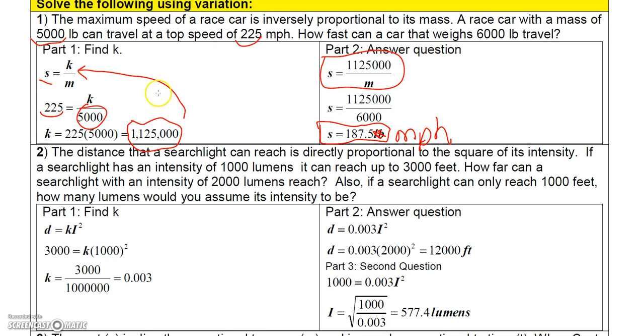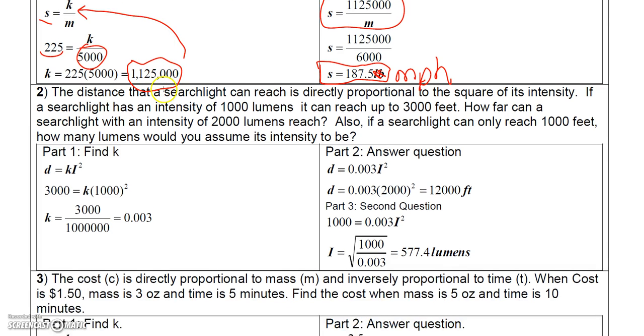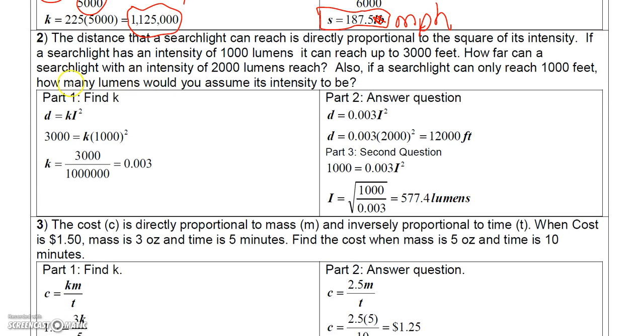Okay? All right. So that's how you solve these. Let's look at another one. Here it says the distance that a searchlight can reach is directly proportional to the square of its intensity. If a searchlight has an intensity of 1,000 lumens, it can reach up to 3,000 feet. And then it says, how far can a searchlight with an intensity of 2,000 lumens reach? And then it asks another question. We'll get to that in a minute.